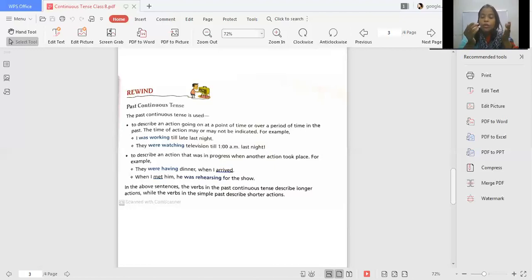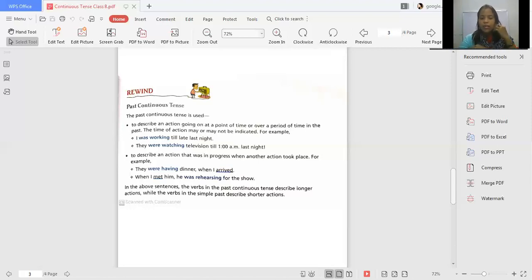Okay. So past continuous tense is used here to describe the action which was in progress, which was in continuity when another thing happened. That means when another action took place. Here what happened? Another action was my dropping into their house. And what was the action which was in progress? That all my friends were having their dinner, right?